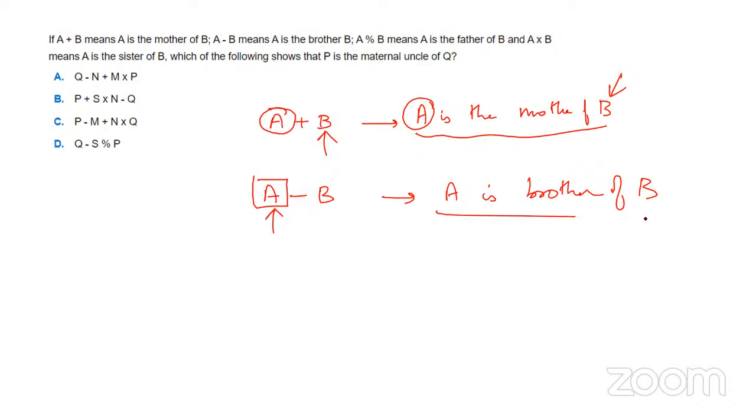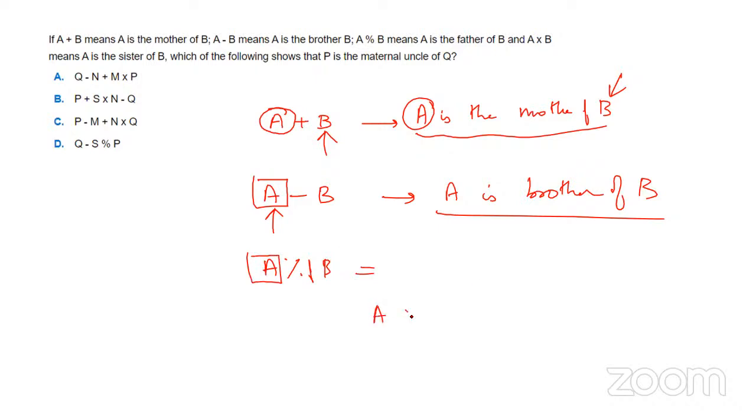So this statement will not give you clarity about the gender of B, but from this statement I can clearly say that A is going to be a male. Similarly, if you analyze A percentage of B, I can say that A is the father of B. That means A is a male, but B could be son or daughter. Male or female could be possible.